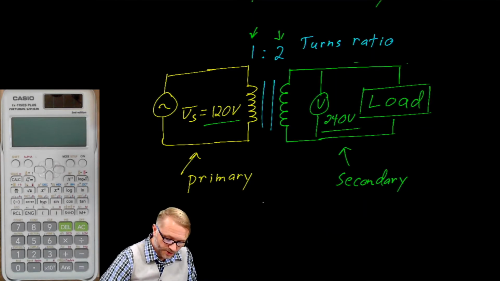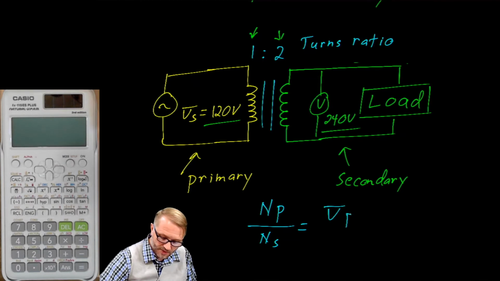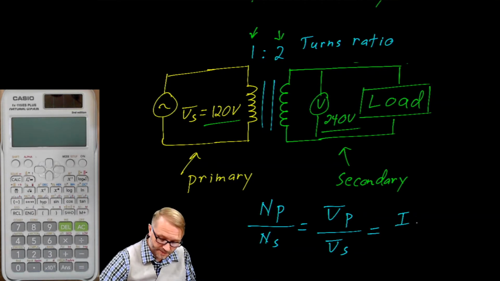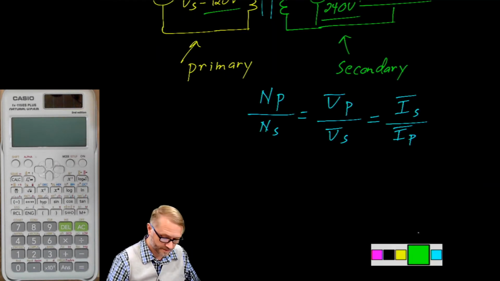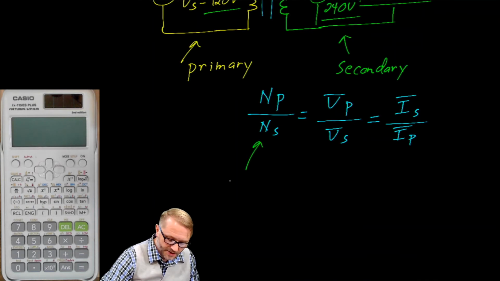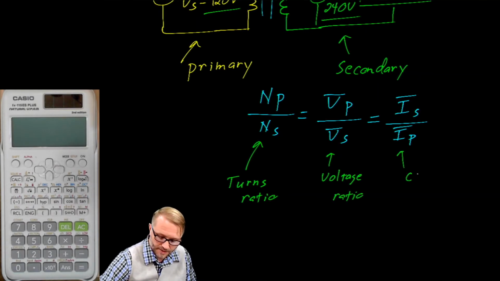For your note card, be sure to write down these numbers. The number of turns in the primary divided by the number of turns of wire in the secondary is equal to the voltage in the primary over the voltage in the secondary. That is also equal to the current in the secondary over the current in the primary, because it's upside down. We would call this the turns ratio. We would call this the voltage ratio. And I suppose you could call that the current ratio.